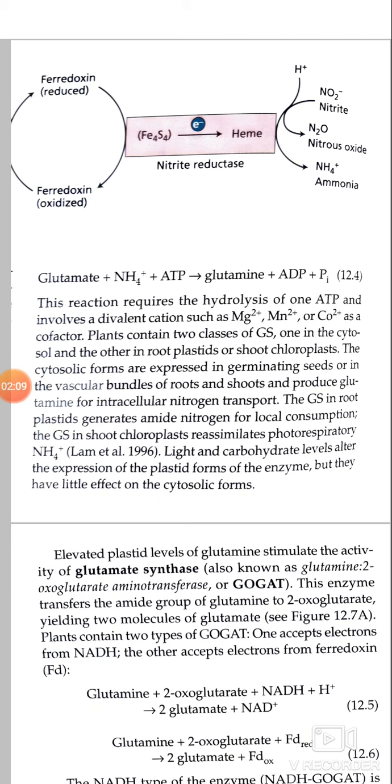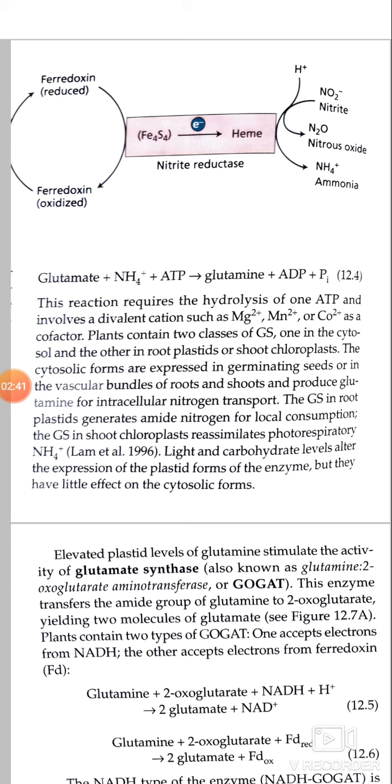Glutamate plus ammonium plus ATP forms glutamine, ADP and inorganic phosphate. This reaction requires the hydrolysis of one ATP and involves a divalent cation such as magnesium, manganese or cobalt ion as a cofactor.